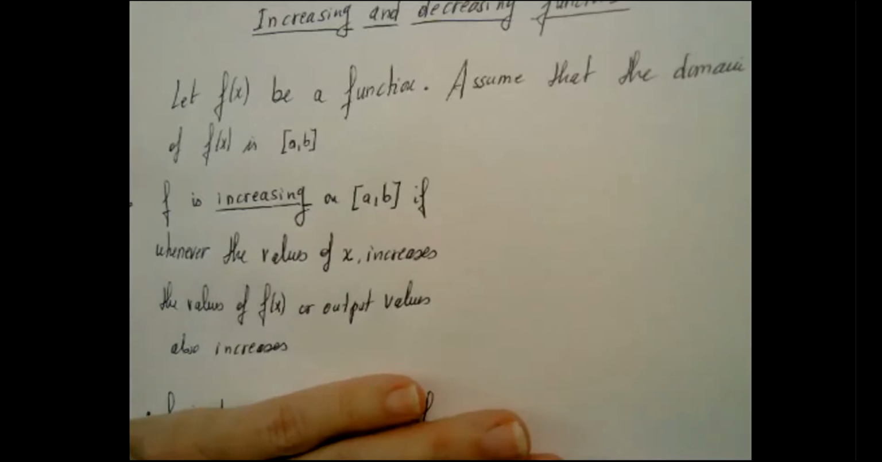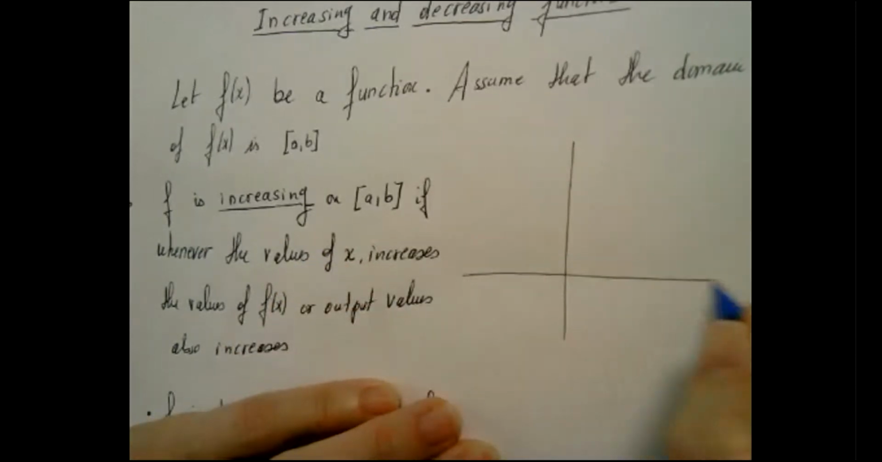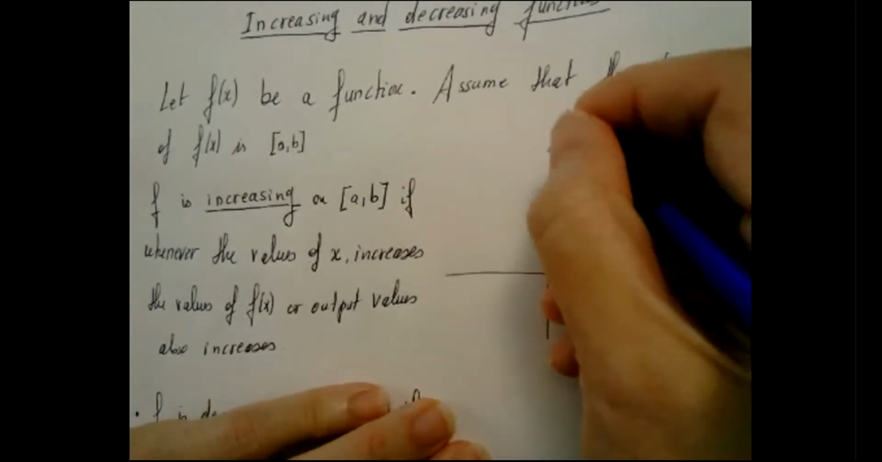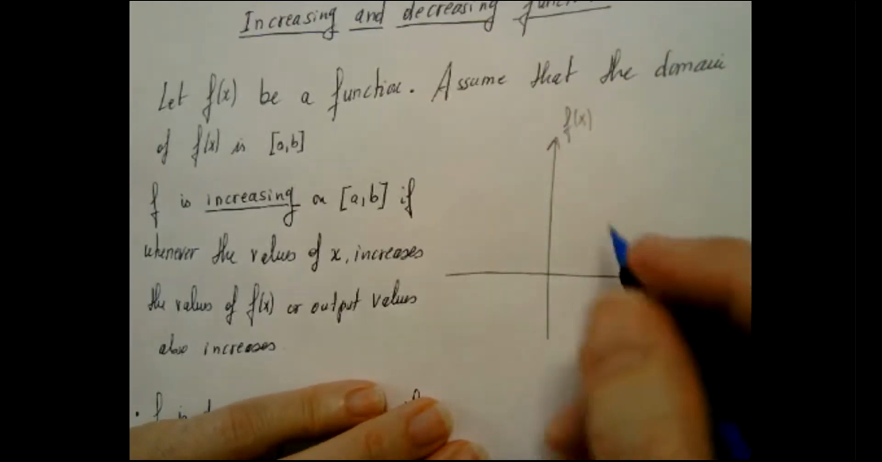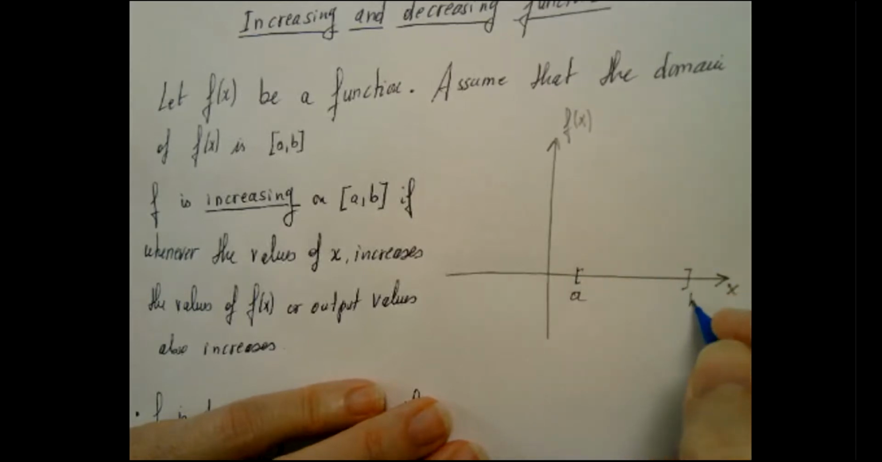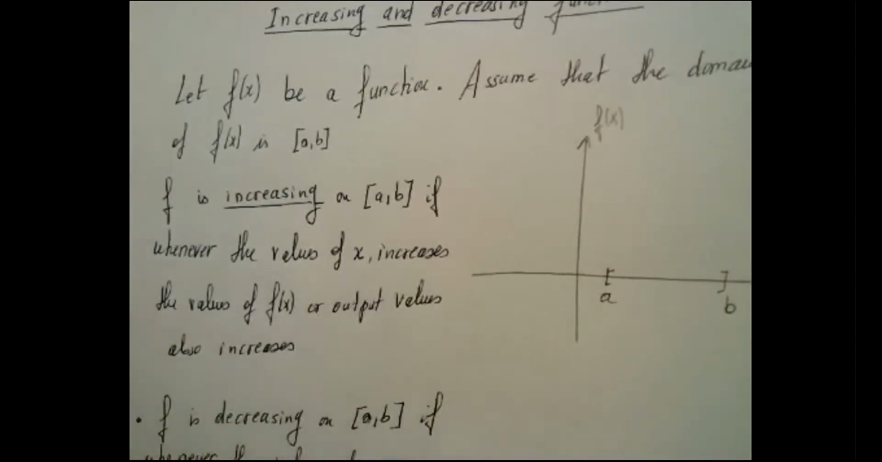So let f be a function, and assume that the domain is the closed interval AB. So I'm immediately introducing notation here. What do I mean by the domain? It means I have a function. We have on the x-axis the input values. On the y-axis are the output values. And the domain means this function takes values between A and B. After that, I don't care about what's happening. That's the domain. Now, what does it mean to say f is increasing?